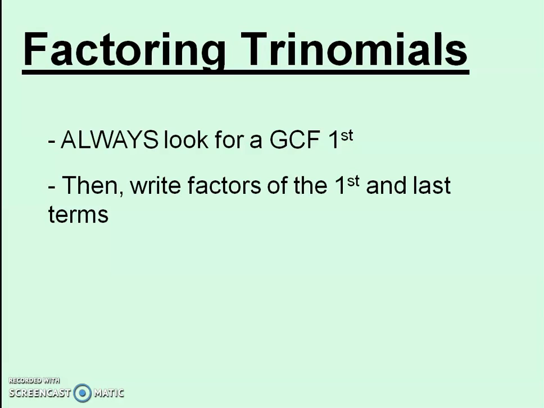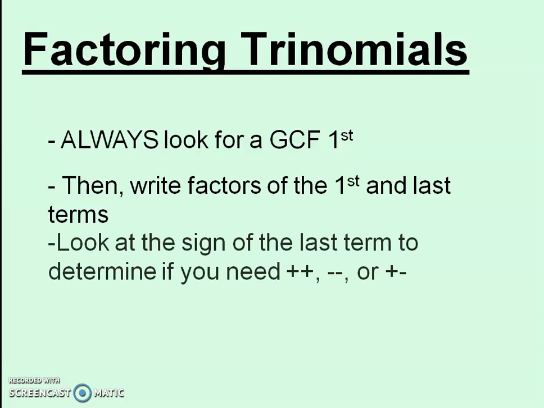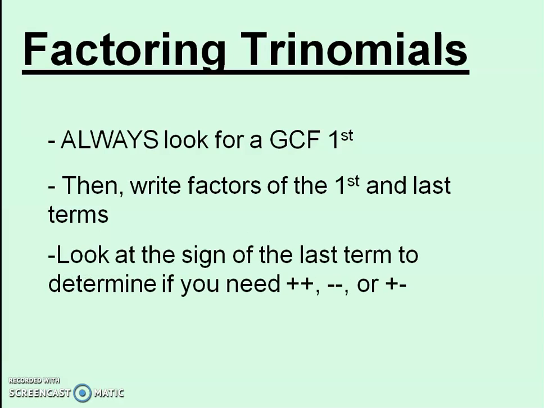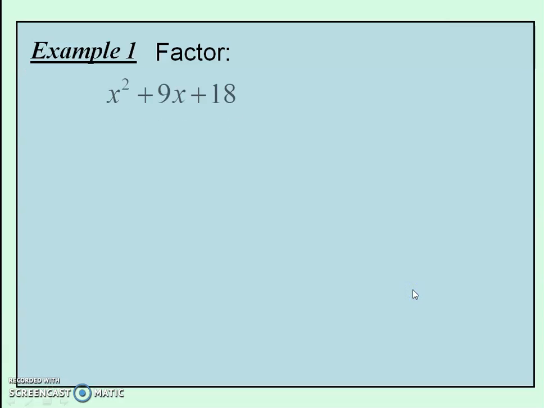Then the procedure is to write out the factors for the first and the last terms and to use those terms to figure out which ones you can use to get to your middle term. That'll tell you which are the correct factors. And one important thing to do before you go through the factors is to determine if you need two of the same sign or two opposite signs. And I'll show you what I mean by that.